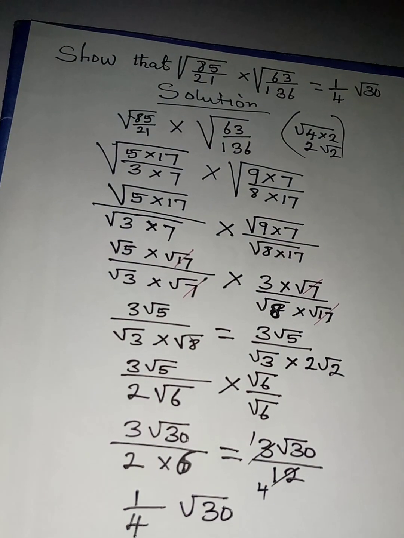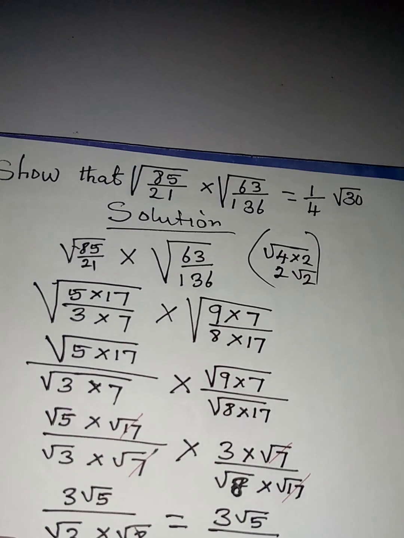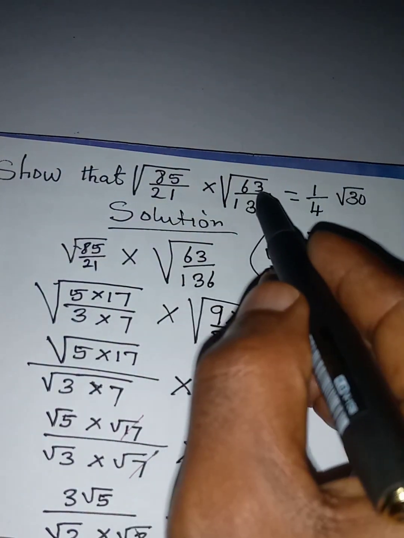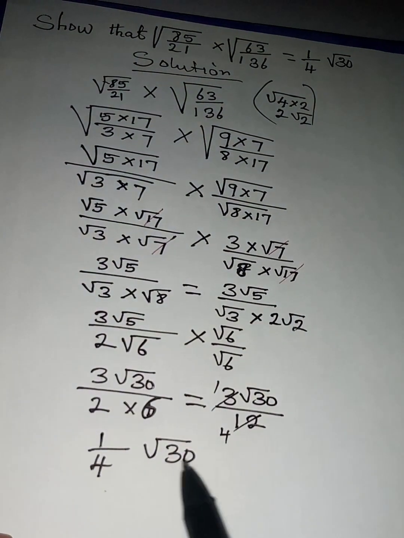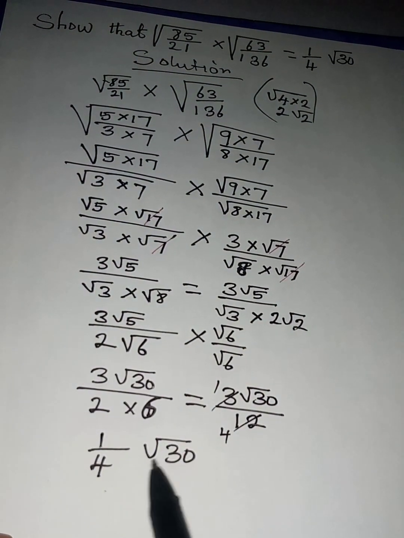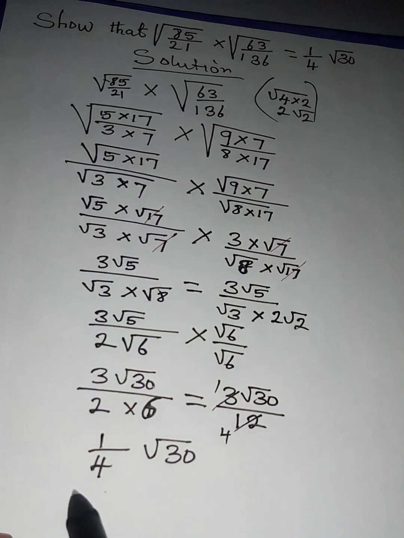And this is what we have to prove in the question. We have to prove that this is equal to 1 over 4 root 30. And then at the end of the day, we have 1 over 4 root 30. So this has been proven.